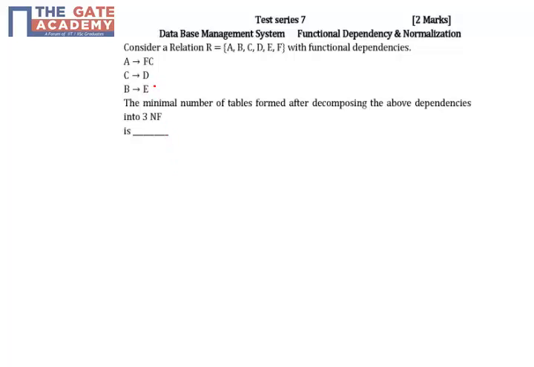In order to answer this question, let us first determine the normal form of this relation. For this, let us calculate the candidate keys for this relation. As can be seen from the set of functional dependencies, attribute A and B do not occur on the right side of the functional dependencies. So all candidate keys must contain AB. From attribute A and B, we can derive all other attributes in the relation. So the candidate key for this relation would be AB.